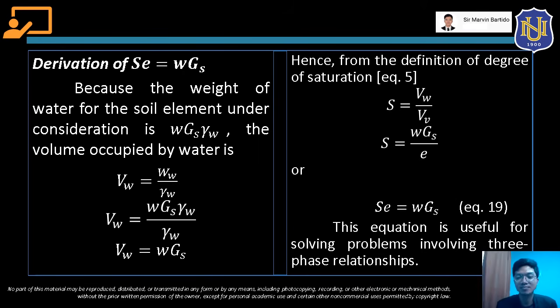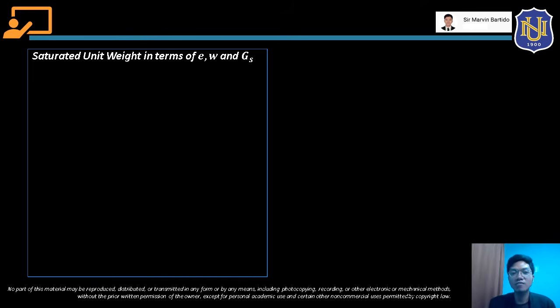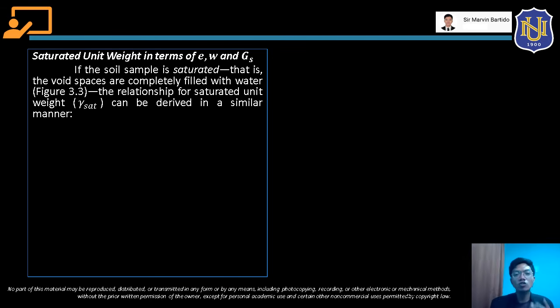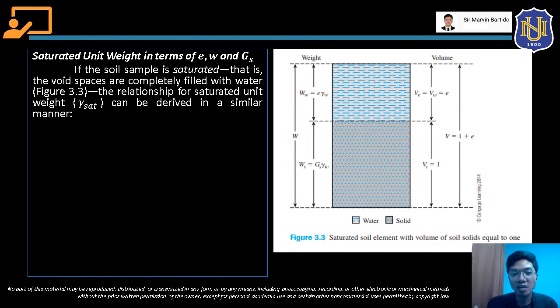Anyway, sige. Okay, so now let's derive the formula for saturated unit weight in terms of void ratio, water content, and specific gravity. So, to define saturated soil class, if the soil sample is saturated, that is the void spaces are completely filled with water. So, yung void lang class kapag saturated ang lupa ay water. Okay, wala tayo class void dito na air. Okay? Since saturated nga yung lupa. Okay, so yung relationship class ng saturated unit weight, pwede natin siyang ma-derive similarly.